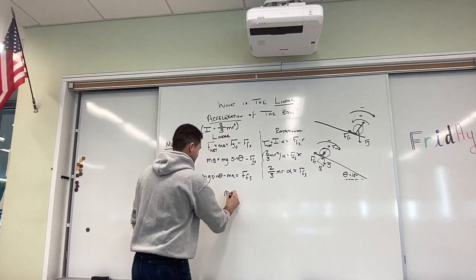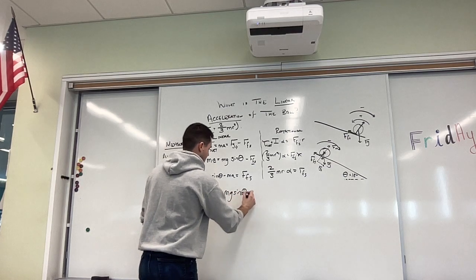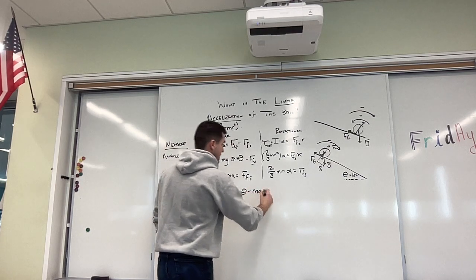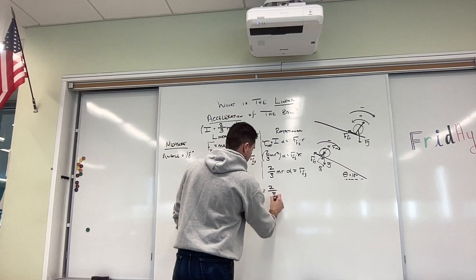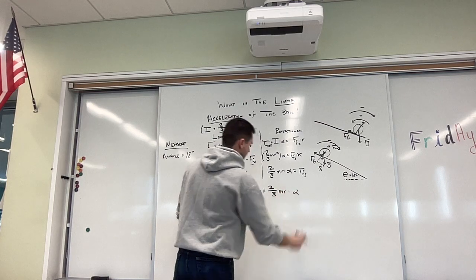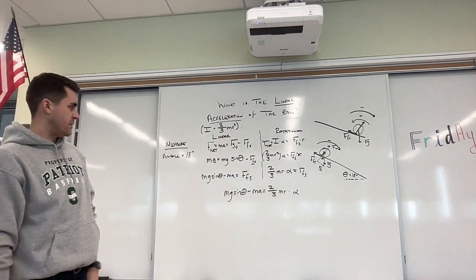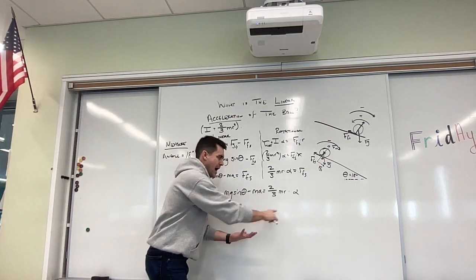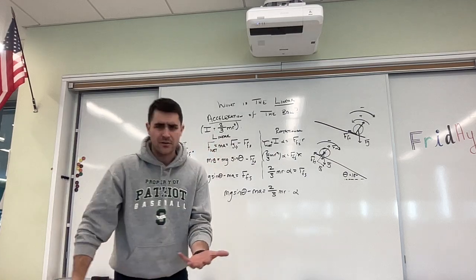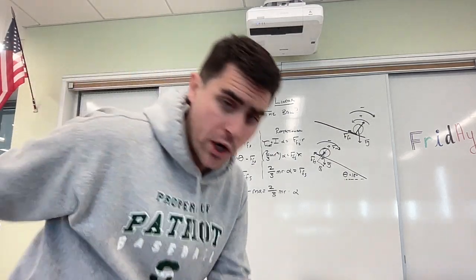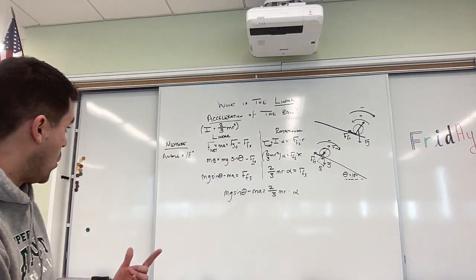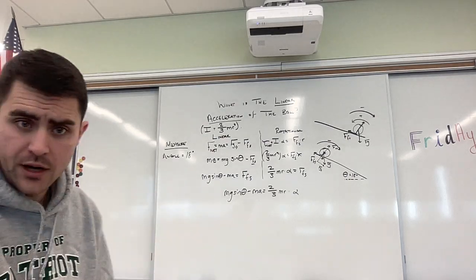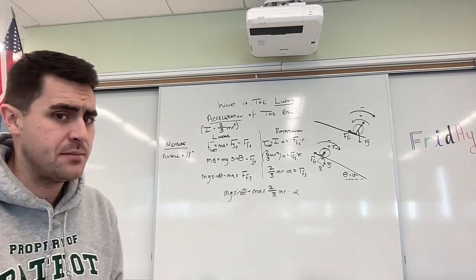I'm going to go ahead and set these equal. I get mg sine theta minus ma is equal to 2/3 mr times alpha. Now this helps me a little bit. I eliminated force of friction static, but now I've got A, I've got R, and I have alpha. So I went from having one equation with two unknowns to having one equation with apparently three unknowns. Did that help me? Doesn't seem like it.